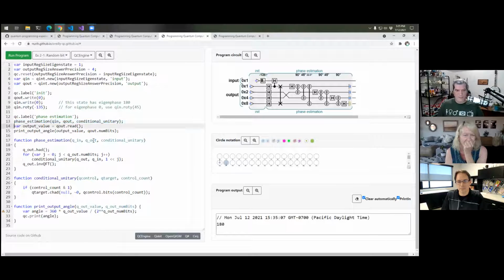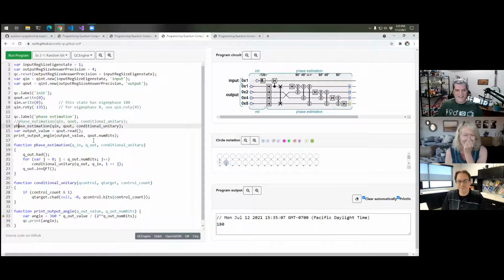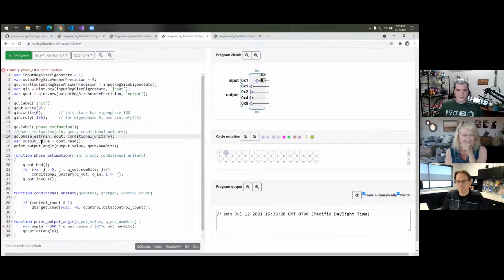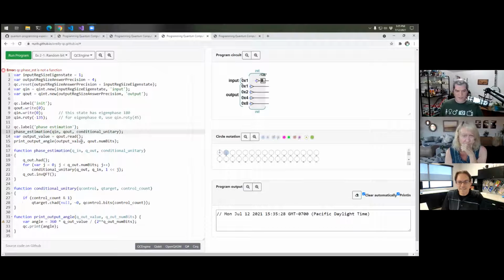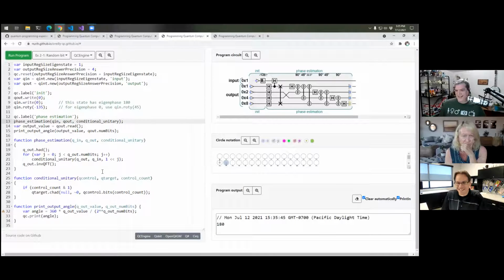Let's copy this line. QC dot... Okay, that would make sense because it needs to come from somewhere. Phase est. No. Well, it doesn't give you the circuit diagram, but it gives you the right answer at the end. Oh, no, there it's an error. It says QC phase est is not a function. So okay, well, something to look into. Won't worry about that right now.